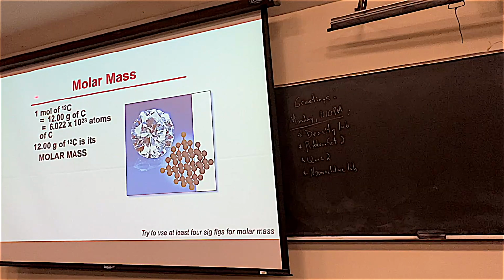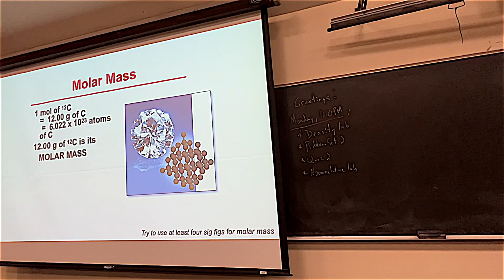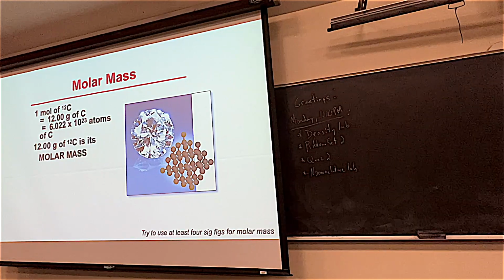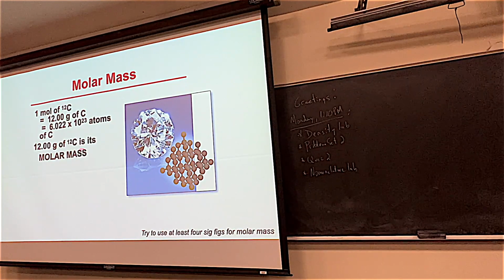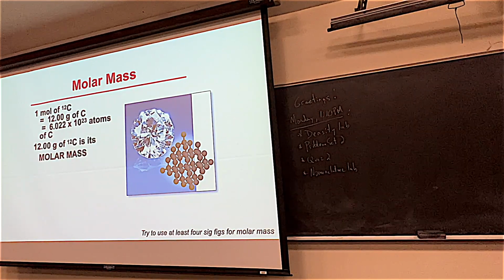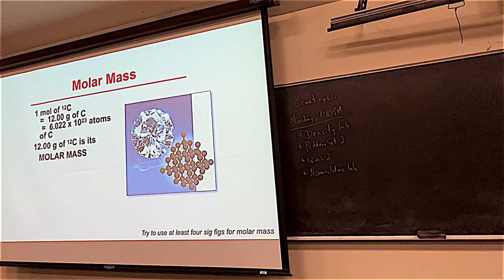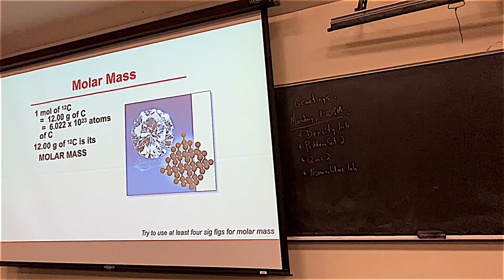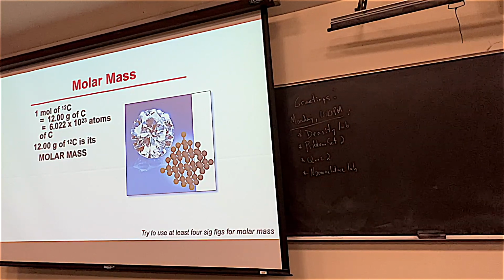But a mole of carbon-12, 6.022 times 10 to the 23rd, is 12.00 grams. So if you have 12.00 grams of pure carbon-12, that's a mole. So 12.00 grams is called the molar mass, all right? It's the mass of a mole of carbon atoms.